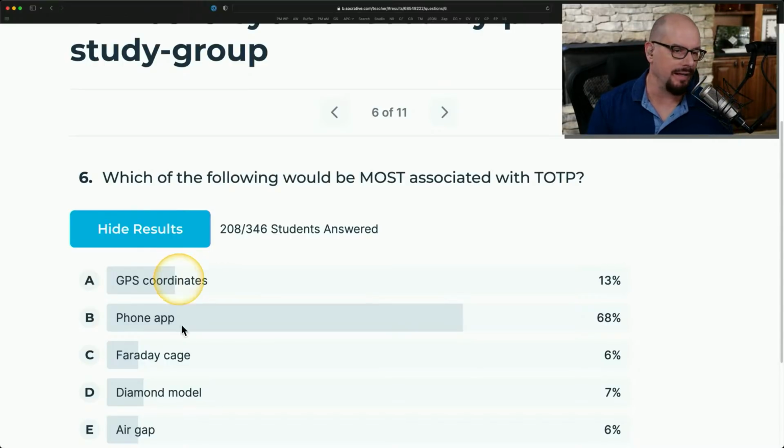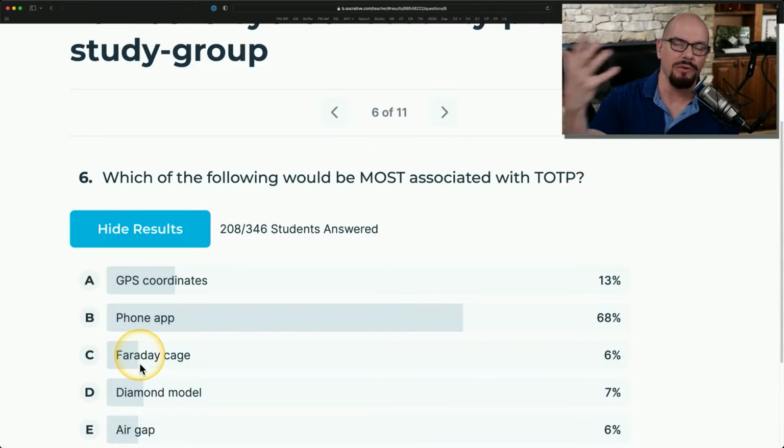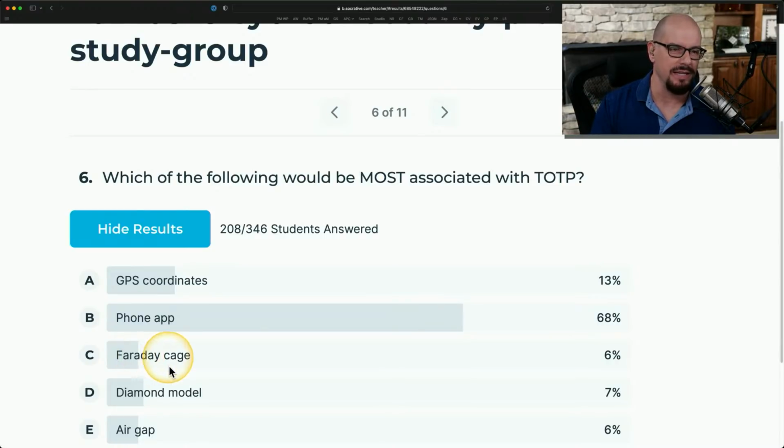We have a Faraday cage, which is a metal cage that prevents signals from going in and out. Very unusual to find one of these days. Have to be a very specific situation to find a Faraday cage, and certainly would not be associated with a time-based one-time password. We have a diamond model, which is a way to describe attacks. It's not really something you would use during a login process, so that doesn't qualify as something associated with the TOTP.